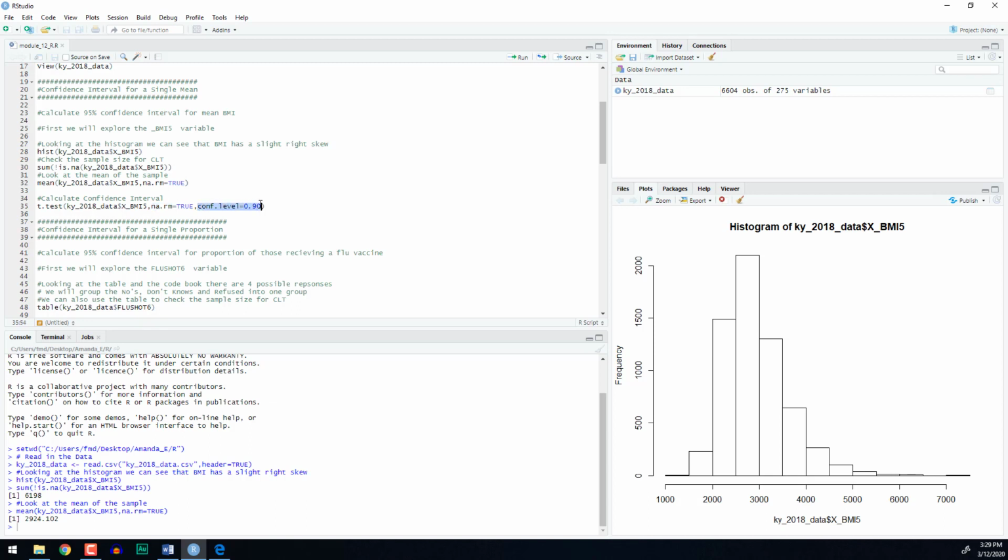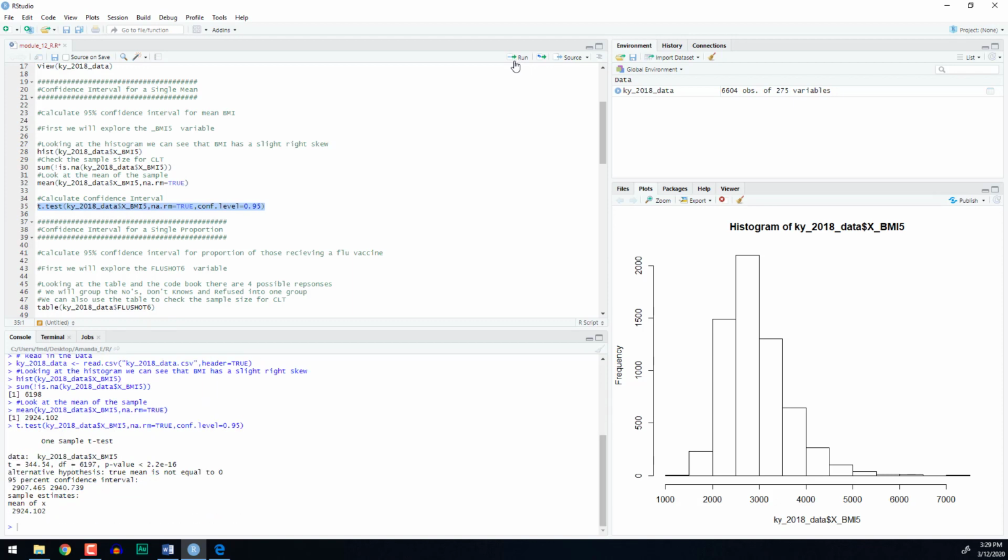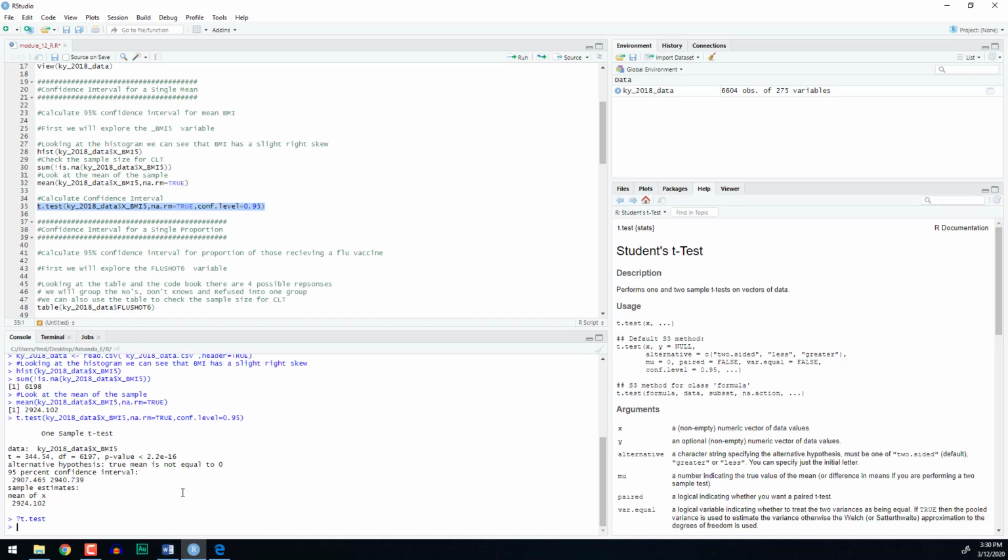And then finally, we've got this argument right here, which can change our confidence level. We're interested in a 95% confidence interval, so I'm going to change that to 0.95. Let's run this line of code. Here is our output, and you'll notice part of this output is the 95% confidence interval that we want. If we wanted to learn more about the t.test function, we could type question mark t.test, and R will tell us more about that.